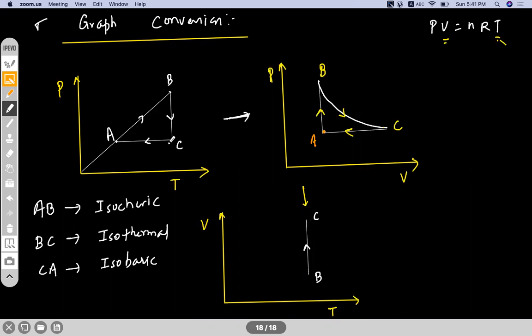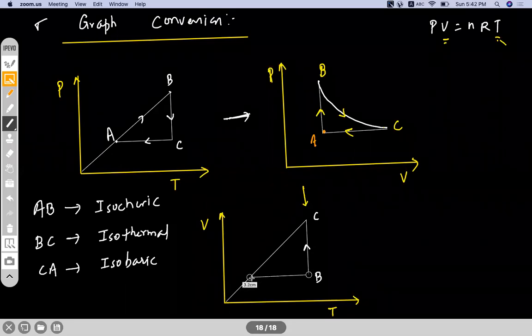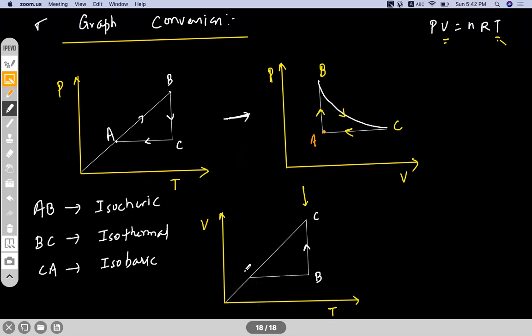Now, C to A is a constant pressure process. I mean, the C to A process must pass through the origin, then only the pressure would be constant, isn't it? So I'm assuming A somewhere here, C to A. So this is A, and this would be B to A, a straight line. So this is A we have here. So B to C, C to A, and A to B. Now you can cross-check all the data, you will get it right.